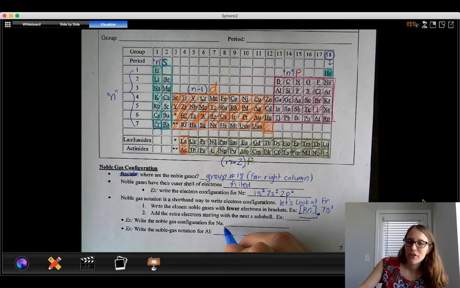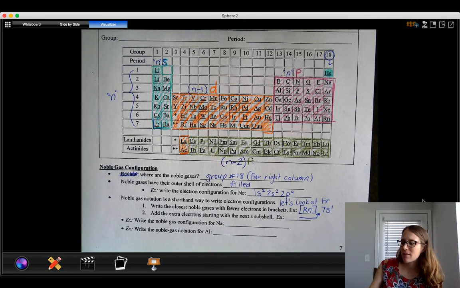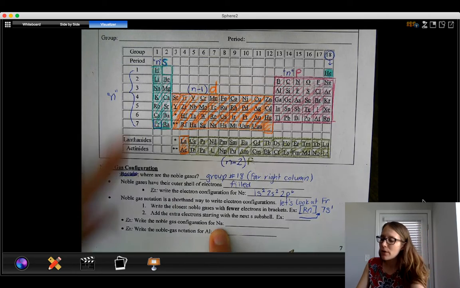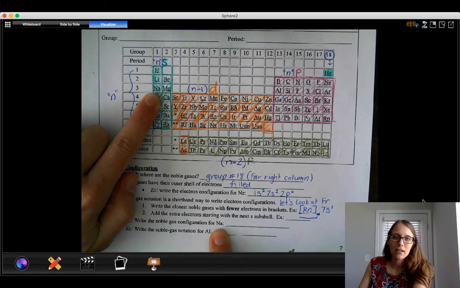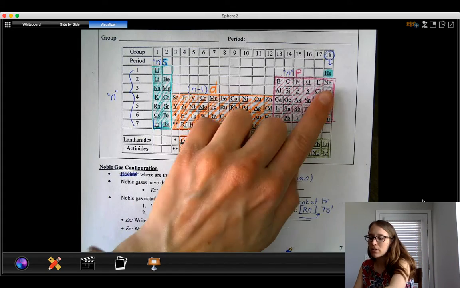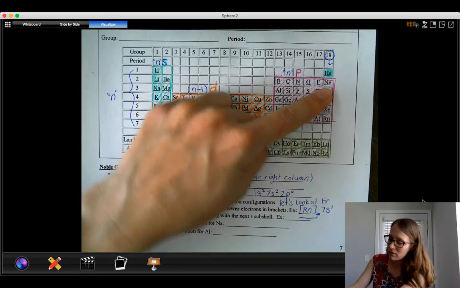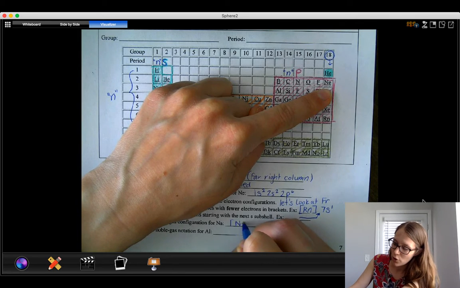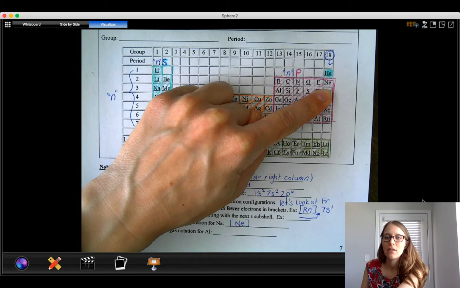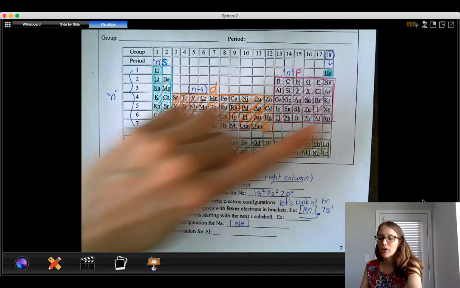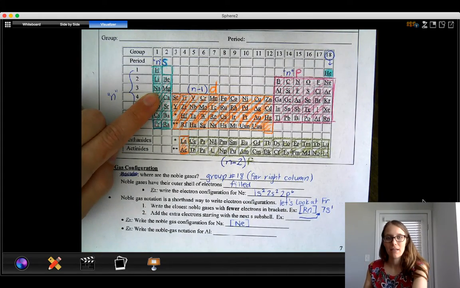Noble gas configuration for sodium. We'll end up putting this on the next page because I use sodium as my example there too. So for sodium, sodium is here. I'm going to go backwards. I'm in row 3, so I go backwards to row 2. Neon is the last noble gas that we had passed. So now I just need to say how much farther sodium is past neon.